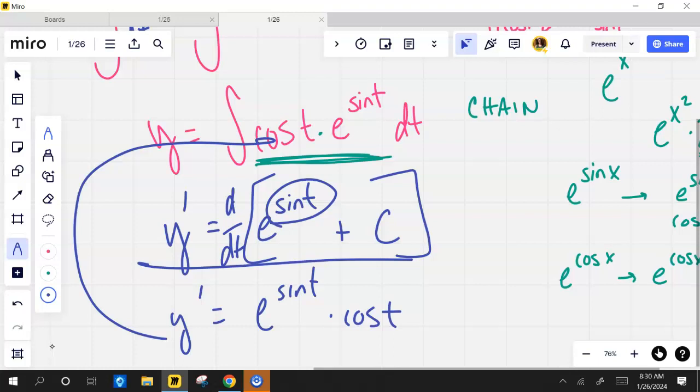Because cosine t is the derivative of sine. You're fine.